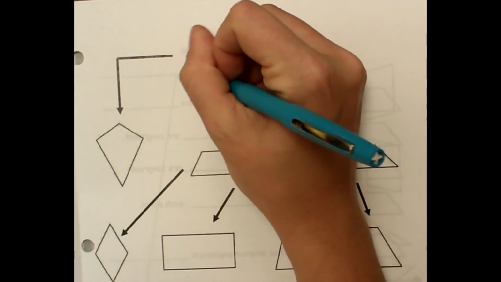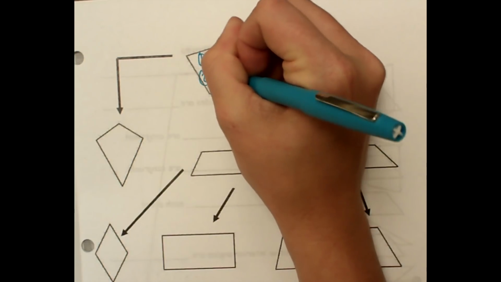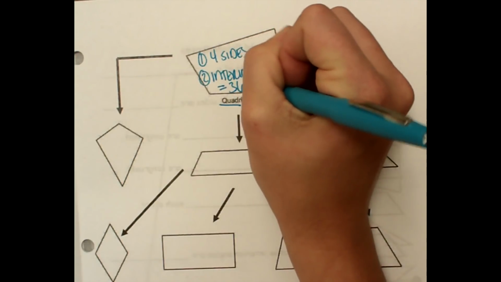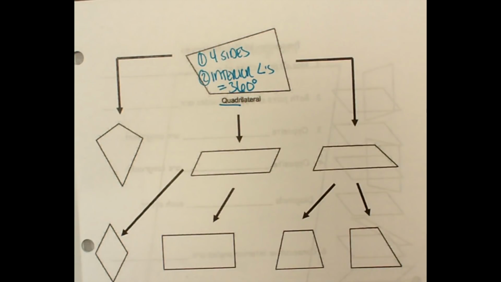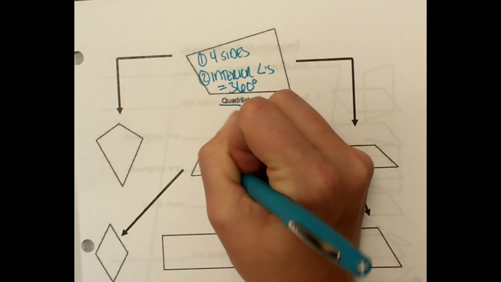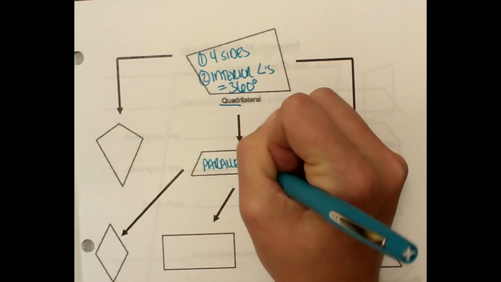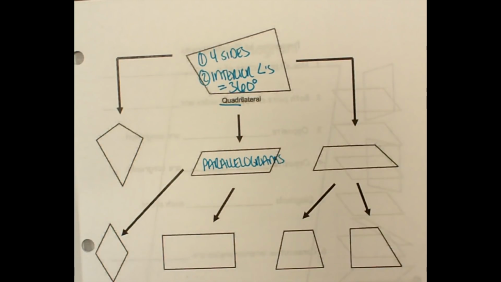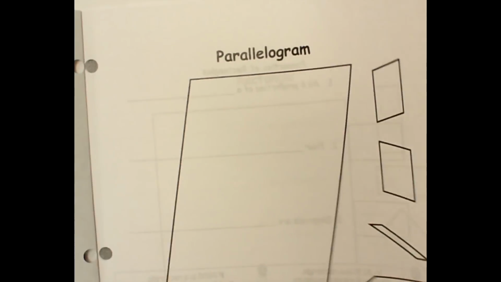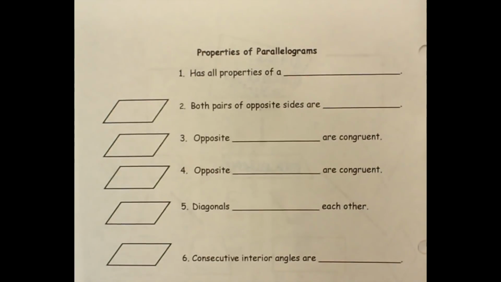So if they have four sides, what we just learned is that their interior angles equal 360 degrees. All right, so they have four sides, their interior angles add up to 360. That's a quadrilateral. Today, we're specifically going to be looking at parallelograms. All right, so once you have that written, let's turn to the inside, and we're going to look at properties of our parallelograms.